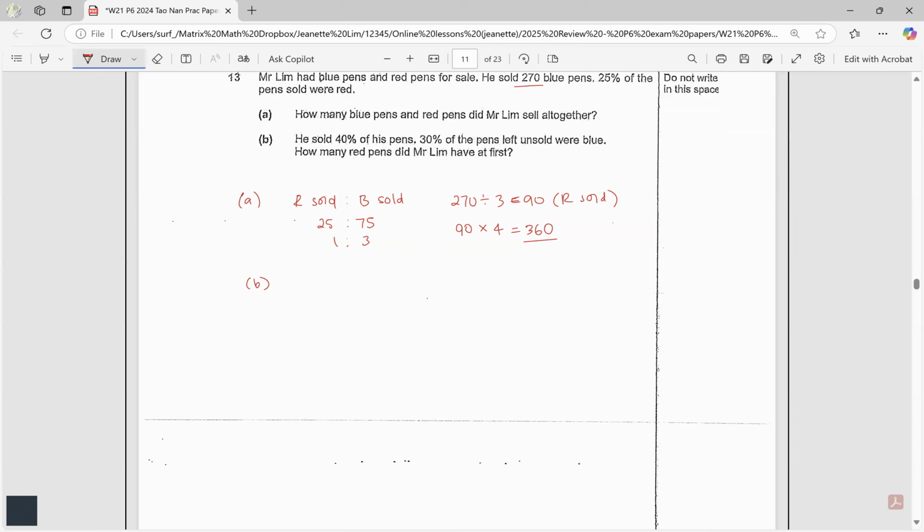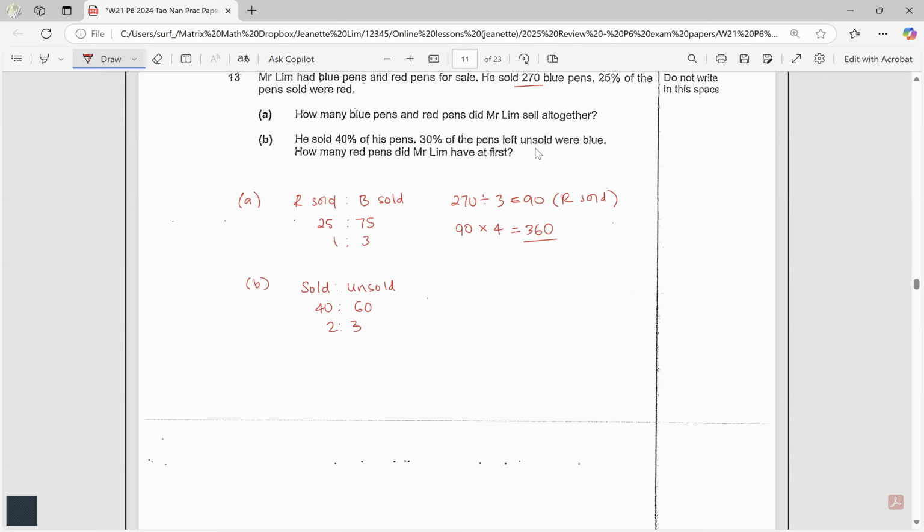Okay, so the safer way will be use ratio. Okay, so 40%, he sold 40% of his pens, means that if you compare sold and unsold, sold will be 40, unsold will be 60. This is 2 and 3. Okay, this is our ratio here. Then next, for the 30%, we're talking about the pens that were unsold. So 30% of those unsold were blue.